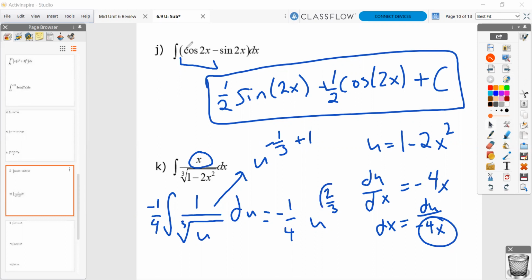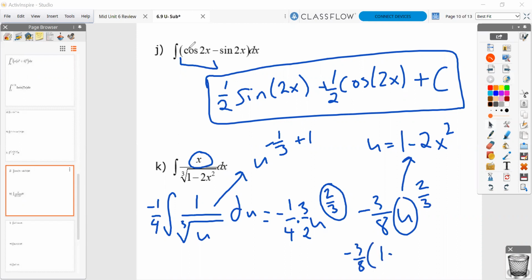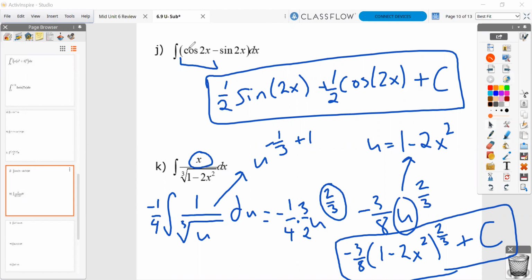And then, of course, we have to deal with this new power, so we're going to multiply by its reciprocal. This then simplifies down to, sorry, I got to erase stuff. This simplifies down to negative 3 over 8 u to the 2/3. And then we just got to plug u back in. So negative 3/8 times 1 minus 2x squared to the 2/3. Please do not try to distribute out the 2/3. You could technically cube root it and then have that thing squared, but we could also not worry about it. Of course, your friend forever, C, your BFF.